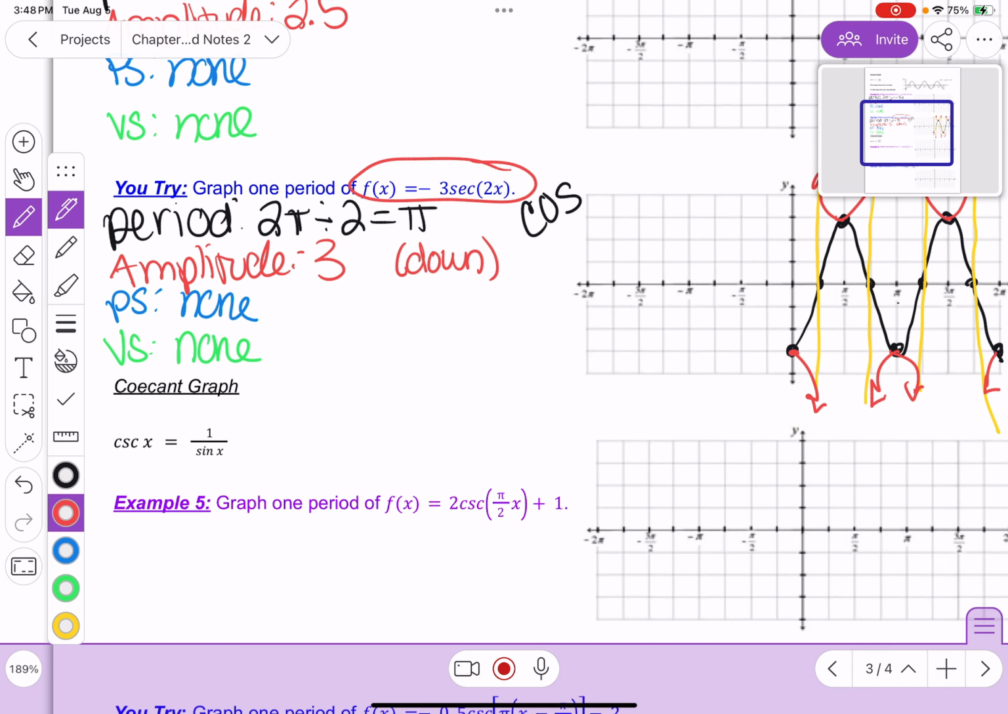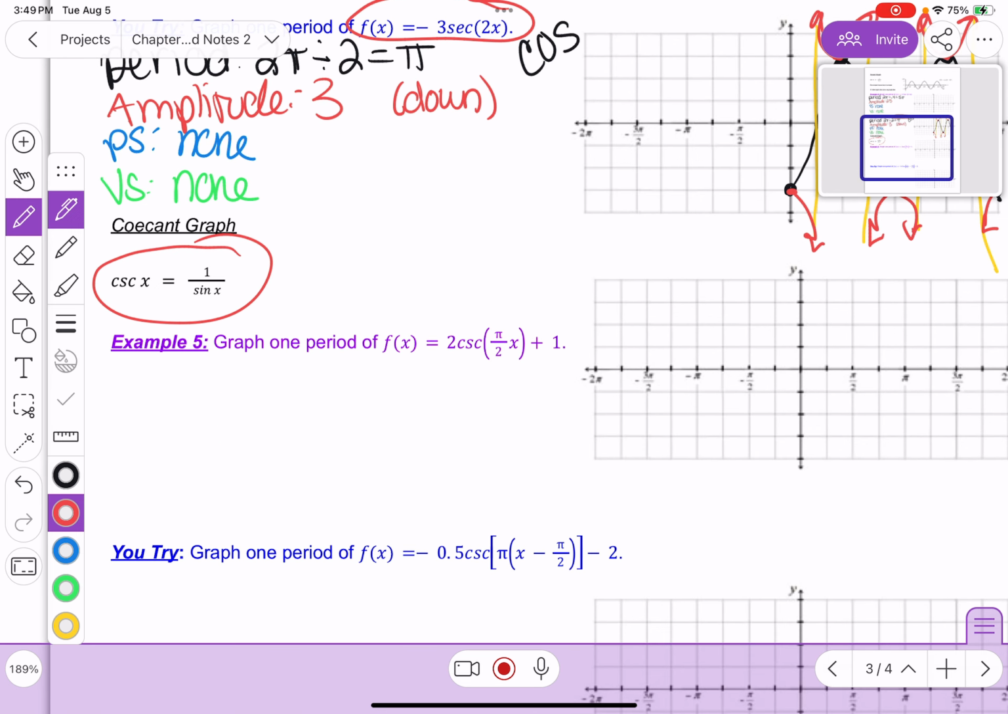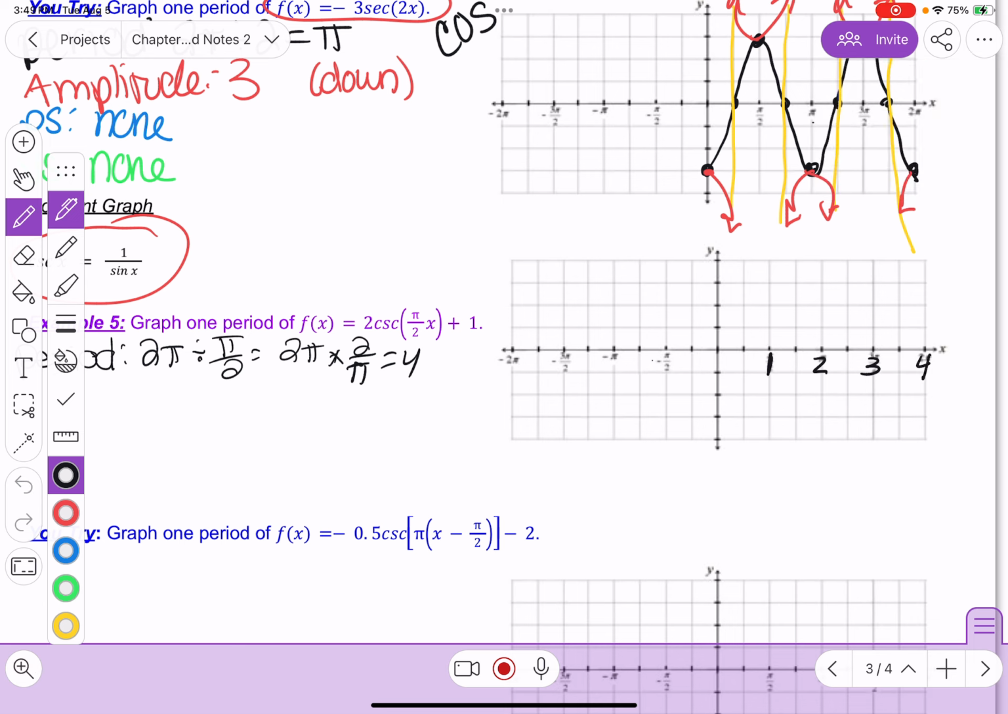So cosecant is the same thing, but cosecant goes with sine. So you find the period, amplitude, phase shift, and vertical shift for a sine graph. Draw the sine graph and then flip it. So period would be 2 pi divided by pi over 2, which would be 2 pi times 2 over pi, which would be 4. So 1, 2, 3, 4.